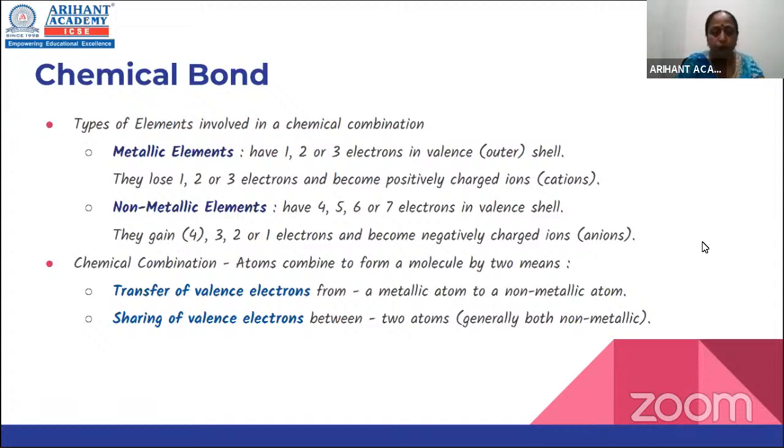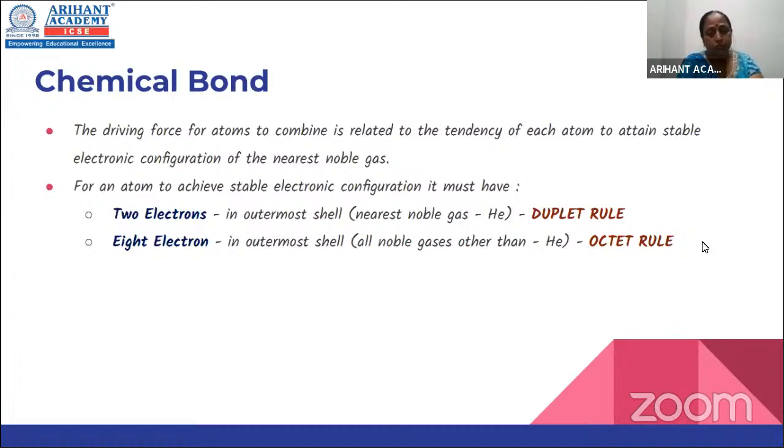From here, we move on to the two rules of stability which the inert gases follow. The duplet rule: if there's only one shell, that is the K shell, then the rule is the duplet rule, that is 2 electrons in the first shell. But if there's more than one shell, then the last shell should have 8 electrons, and that is the octet rule. And remember, the last orbit can never have more than 8 electrons. So that is one thing you have to keep in your mind.